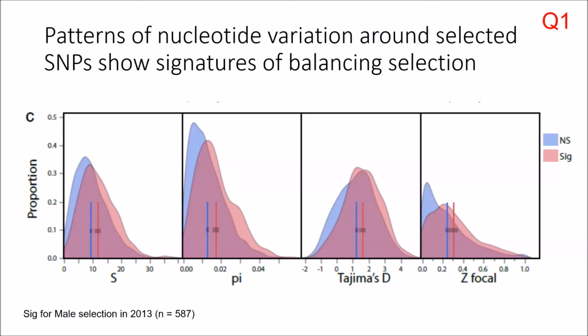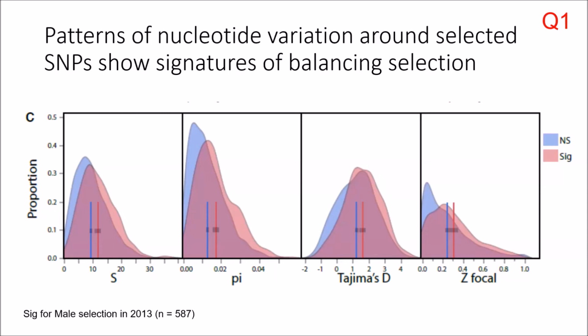But what I'm doing here is I'm subdividing the genome into 2 categories of loci. Regions of the genome which showed evidence for male selection in 2013, and those are the pink distributions, and the rest of the genome, which is the non-significant regions for male selection, which are the blue. And what you can see in this contrast is that loci which showed evidence for selection tended to have elevated nucleotide diversity, elevated variation relative to other spots, a more positive value for Tajima's D, and also more substantial haplotype structure measured by Z.